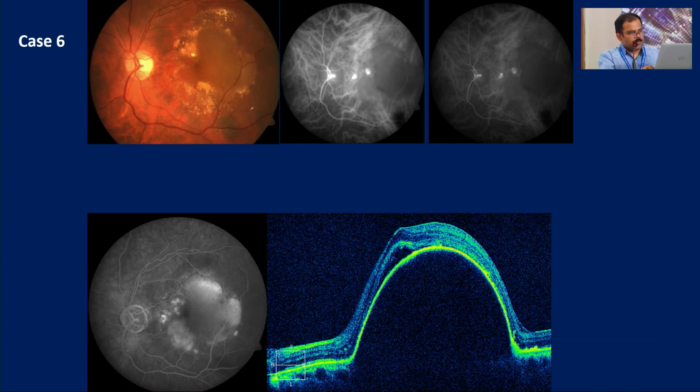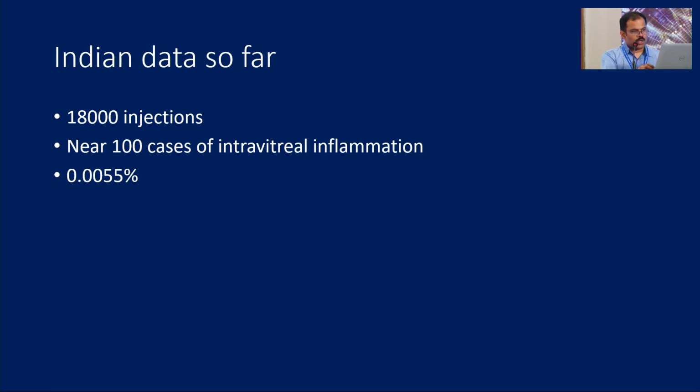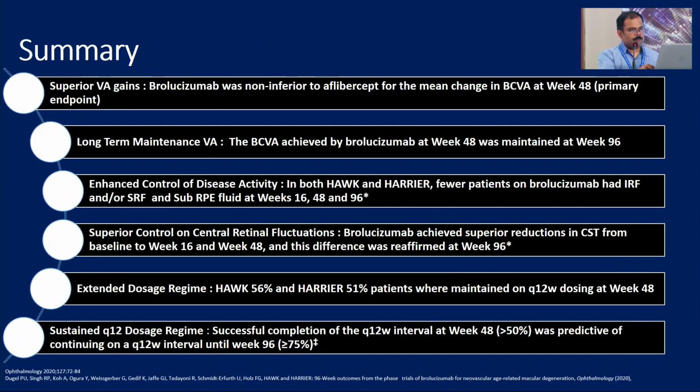So this is case 6, a very huge, tall peak. Using brolucizumab in patients switched from ranibizumab or bevacizumab, almost all of them improved. Long-term stability, maximum efficacy, and duration. Duration is a very important key thing, because in many of these patients with brolucizumab, after 1 dose you do not require a second injection for some time. One patient had inflammation after the second injection, managed with topical steroids. The Indian data so far is about 18,000 injections and about 100 cases of intravitreal inflammation, which puts it at 0.005.